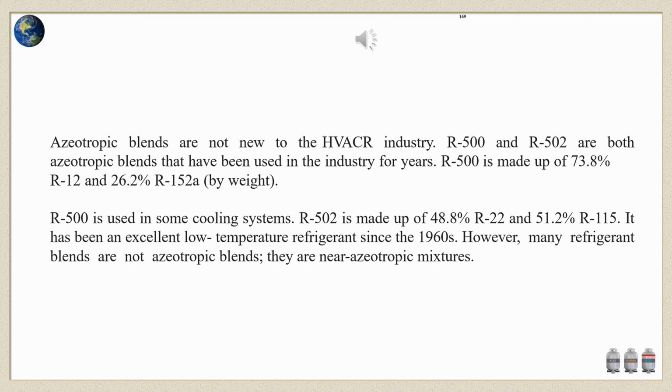Azeotropic blends are not new to the HVACR industry. R500 and R502 are both azeotropic blends that have been used in the industry for years. R500 is made up of 73.8% R12 and 26.2% R152A by weight. R500 is used in some cooling systems. R502 is made up of 48.8% R22 and 51.2% R115. It has been an excellent low-temperature refrigerant since the 1960s. However, many refrigerant blends are not azeotropic blends. They are near azeotropic mixtures.